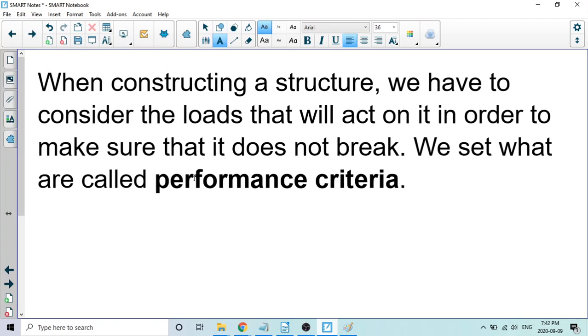All right? When we build a structure, we have to consider all of the loads that will act on it in order to make sure it's not going to break, right? Because if our structure breaks, that could be really bad. So this is where we set what are called performance criteria. Performance criteria are the things that the structure has to be able to do in order for it to be safe or useful.